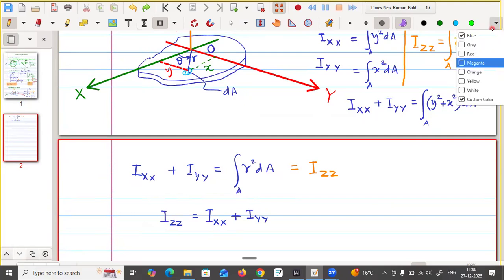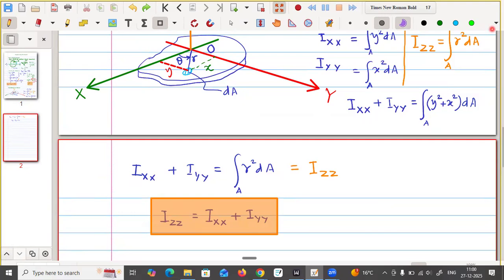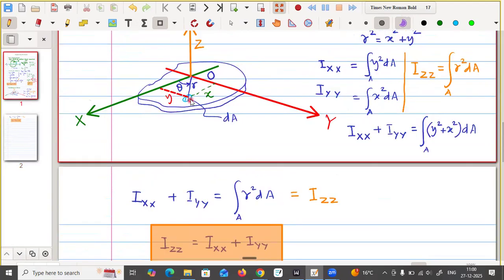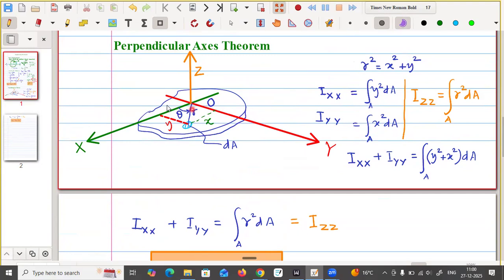So is it clear? Therefore, that means when you have two axes on the plane and we know the moments of inertia about these two axes, then by adding these two, we will get the moment of inertia about the axis perpendicular to both of them. That is the perpendicular axis theorem.